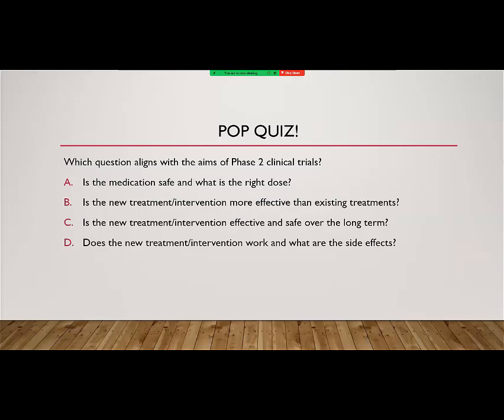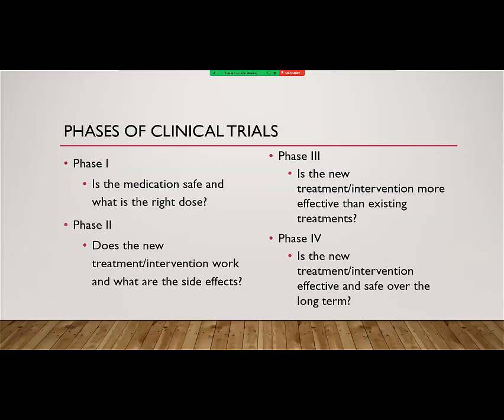Okay, I've given it a little bit of time. I'm going to go ahead and show you the right response is D. Does the new treatment or intervention work, and what are the side effects? So let's go over this. I've matched up the questions to each phase. There are 4 different phases of clinical trials. Actually, there's also phase 0, but we're going to talk about phase 1 through 4. The first phase is when you have a new intervention or medication, and the question you're really asking in phase 1 is, is it safe? And what is the right dose?